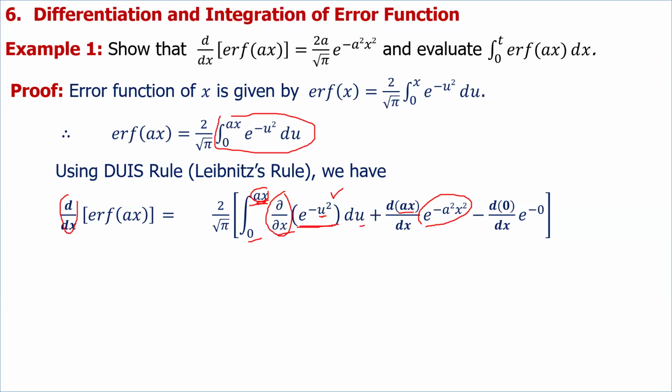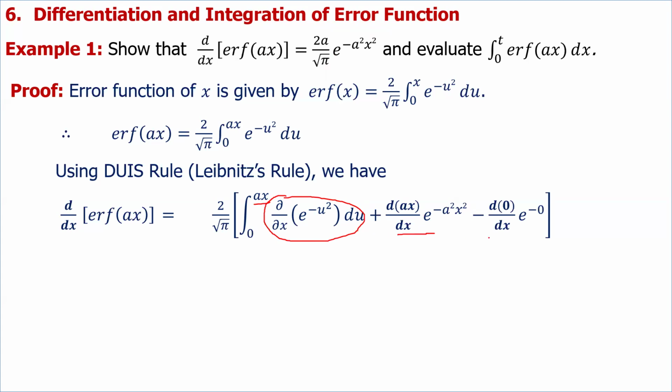So let us put u equal to ax, so e to the power minus a square x square, minus the derivative of the lower limit. The lower limit is 0, so the derivative of 0 with respect to x, and the functional value of e to the power minus u square at the lower limit, which is 0, so we put e to the power 0. I think this is clear to everyone. In the integration, we are using the DUIS rule, and since the limit is not constant, we use these two things based on the upper limit and lower limit.